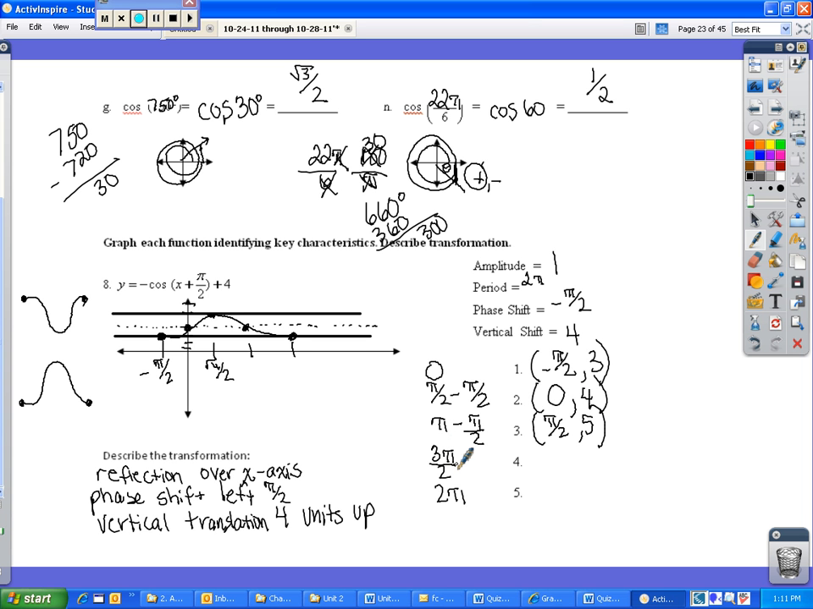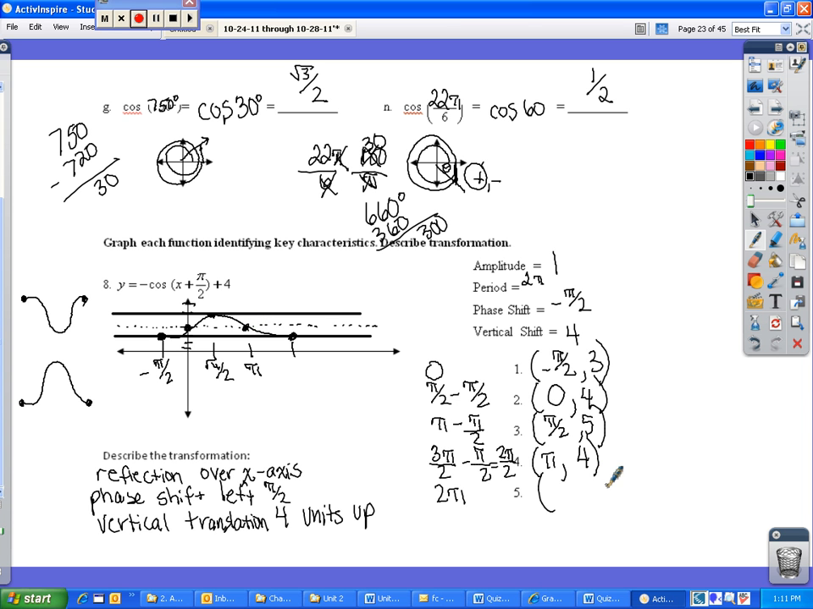Now it's going to come back down. Instead of 3 pi over 2, I'm going to subtract pi over 2. 3 pi minus pi is 2 pi over 2. And how do I simplify 2 pi over 2? It's just going to be pi. And again, it's going to come here. And what's going to be the y value? It's going to be 4.